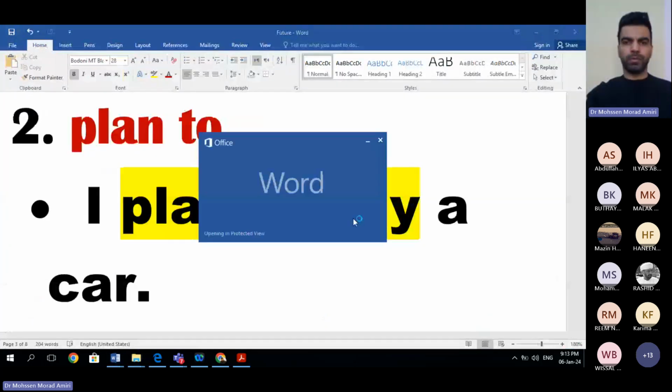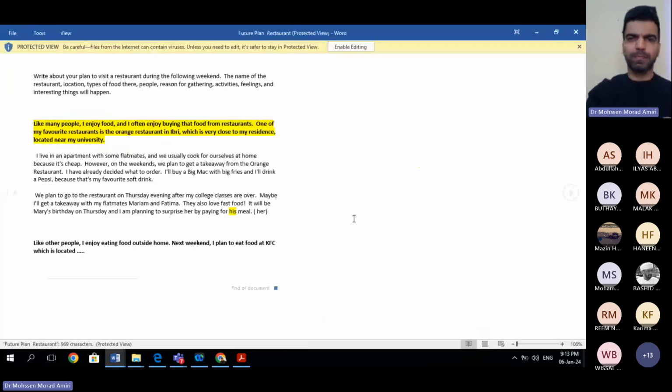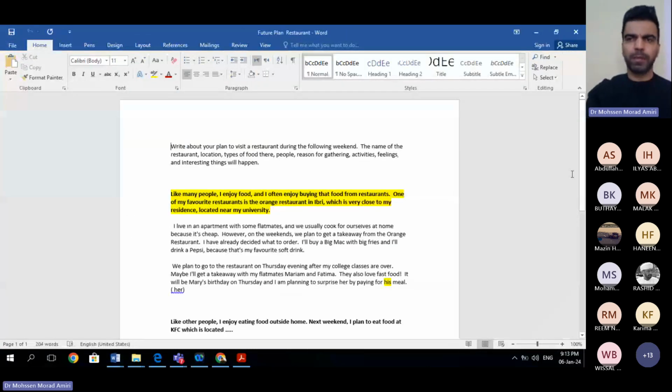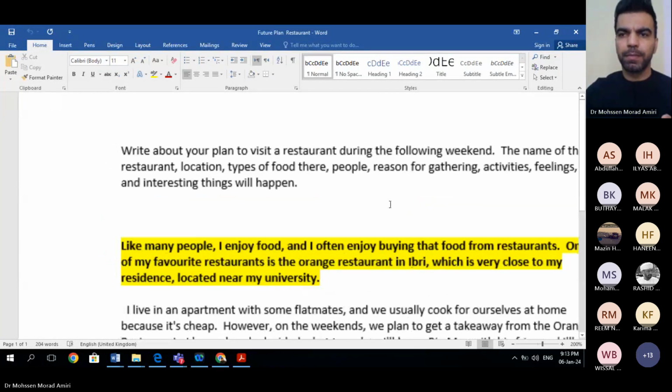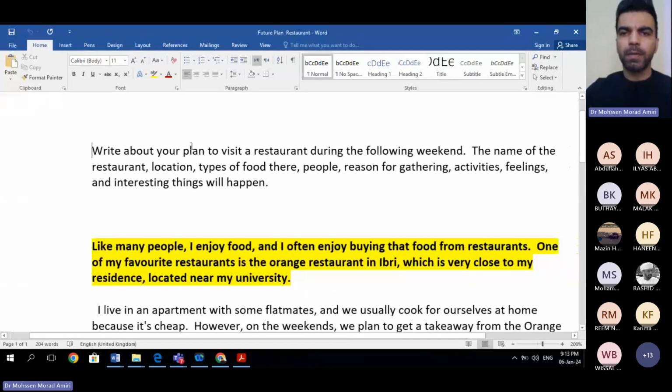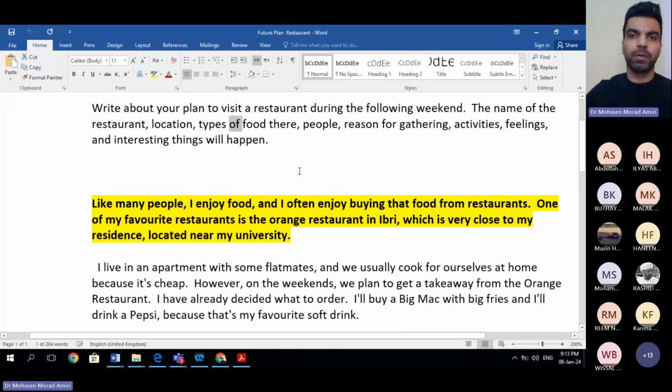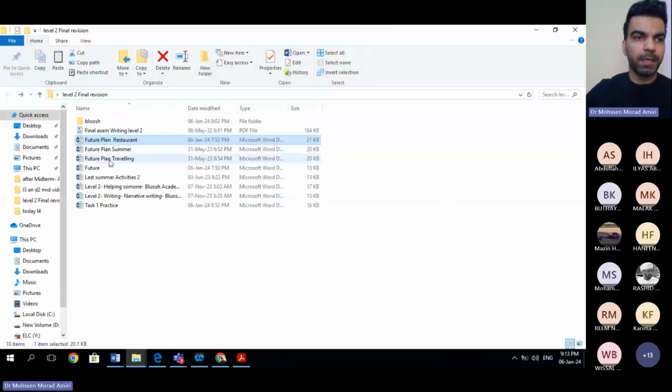See, I'll show you some, I don't know if it's necessary or not, but the question topics. Write about a plan, visit a restaurant. Maybe you need to talk about a visit to a restaurant. You should write the name of the restaurant, location, this and that. So maybe this will be one question. Write about something. This is for the future. A visit to a restaurant. Okay, this is one. What else?